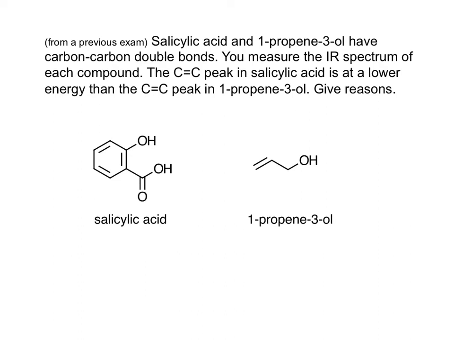Let's apply our knowledge of bonding and structure. You're looking at the IR spectra of salicylic acid and 1-propen-3-ol. The carbon-carbon double bond peak in salicylic acid is at a lower energy than the carbon-carbon double bond peak in 1-propen-3-ol. Stop the video and explain that observation. And the answer is: the delocalized electrons in the carbon-carbon double bond in the salicylic acid ring lead to a slightly longer and weaker carbon-carbon double bond than the carbon-carbon double bond in 1-propen-3-ol. The longer and weaker carbon-carbon double bond in salicylic acid is easier to stretch, therefore lower energy in the IR spectrum.